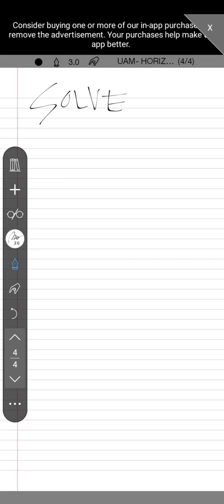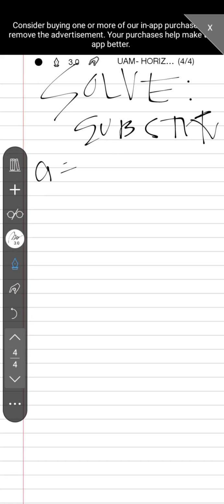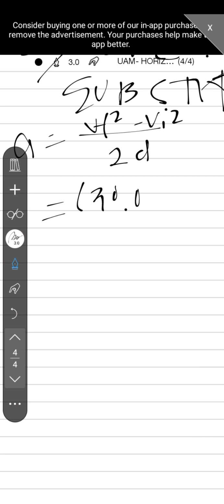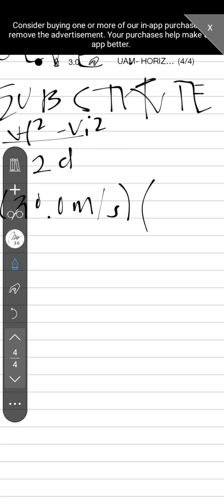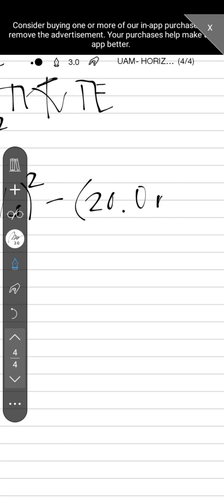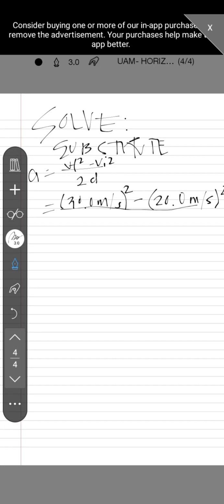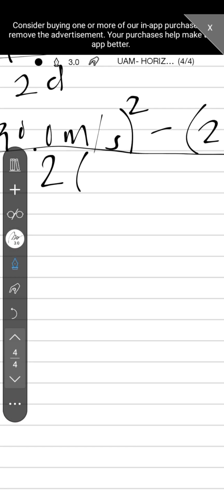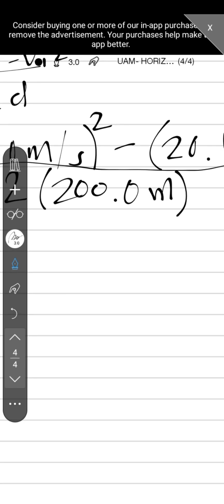Now, since we no longer have any space left, let us move on to another page. Here, we're gonna finally solve and substitute our values. Once again, write down our formula, which is a equals vf squared minus vi squared over 2d. Through substitution, we now have open parenthesis, 30 meters per second, close parenthesis, squared, minus open parenthesis, 20 meters per second, close parenthesis, squared, over 2 times 200 meters.